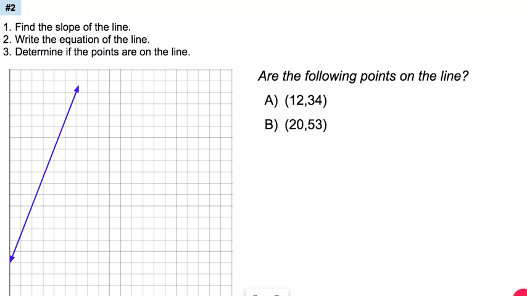We're going to do number 2. We're just going to jump right in. So find the slope of the line. So the first thing we do is we're going to locate 2 points where my line crosses grid marks. We're going to draw our triangle.